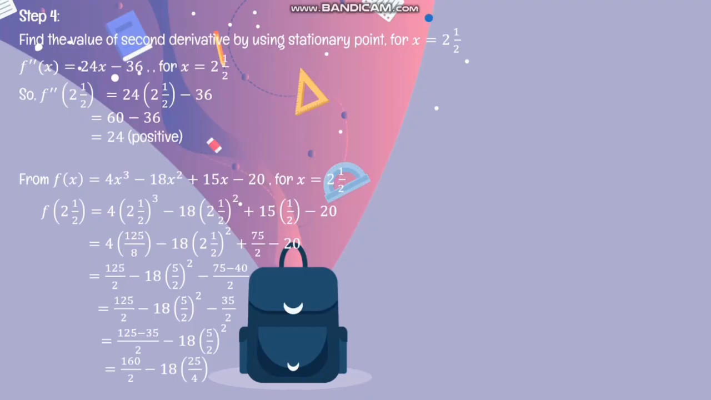Step 4. Find the value of second derivative by using stationary point for x equals 2 a half. Second derivative equals 24x minus 36 for x equals 2 a half. So, second derivative for x equals 2 a half equals 24 multiplying 2 a half minus 36 equals 60 minus 36 equals 24.